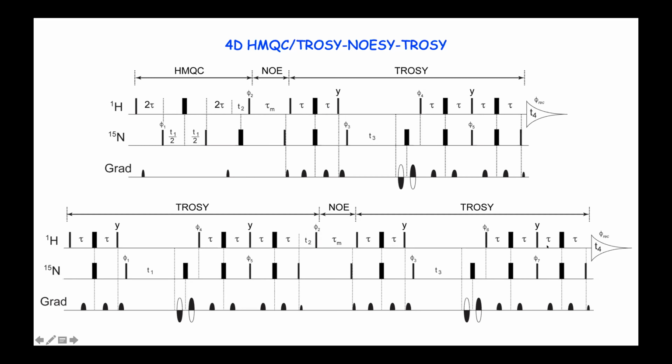And the reason is that when you use echo anti-echo in the indirect dimension like this, the reshuffling of the FID is no longer along the direct dimension, okay? It's really the reshuffling of the FID along T2.